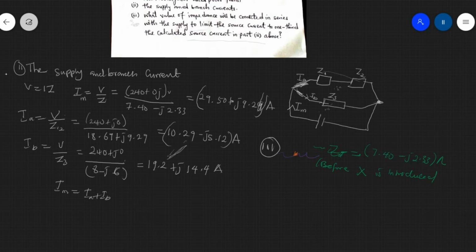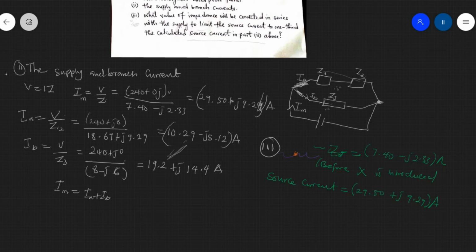Now what's the source current? Source current is pretty simple, just some small math. Source current, when we checked before, is 29.50 plus j9.29 ampere. Now you see what value must be added to make it 1/3 of it, and 1/3 simply means divided by 3. There's no special drama here.